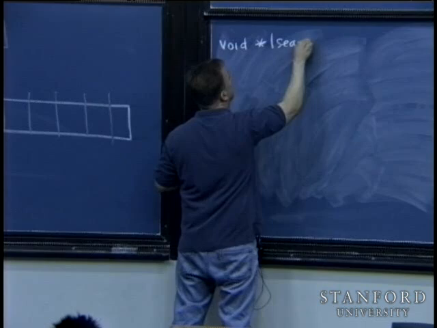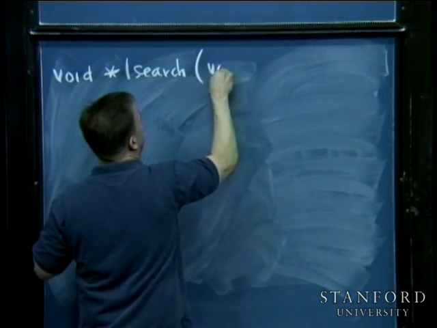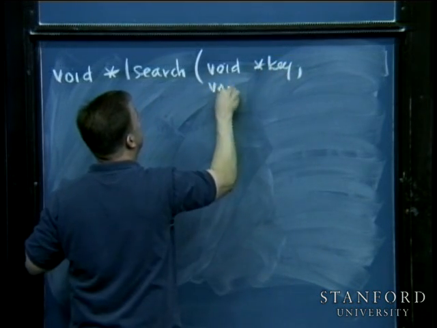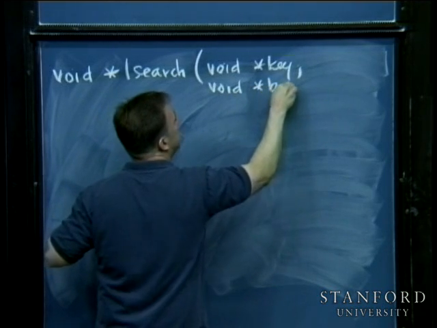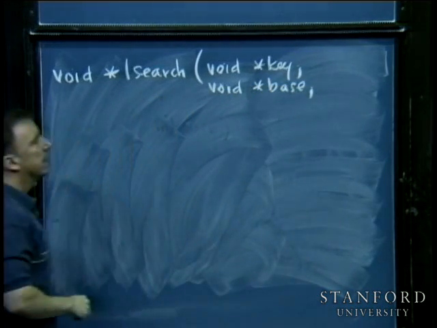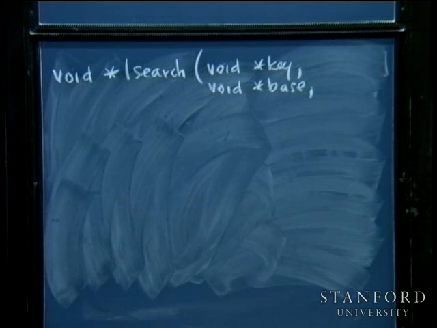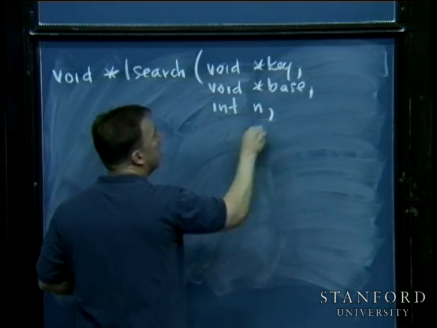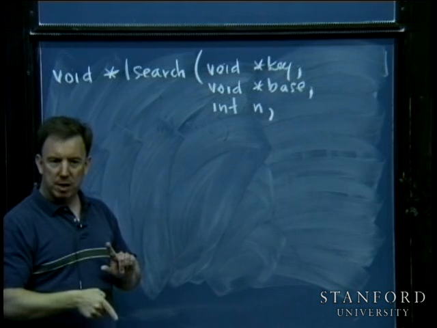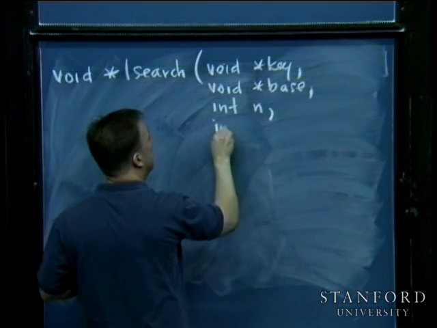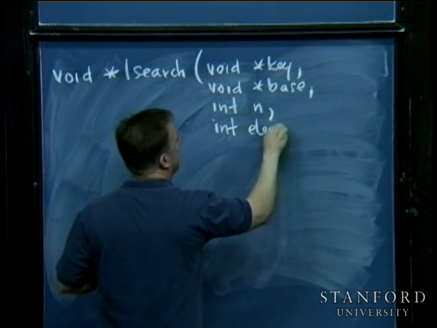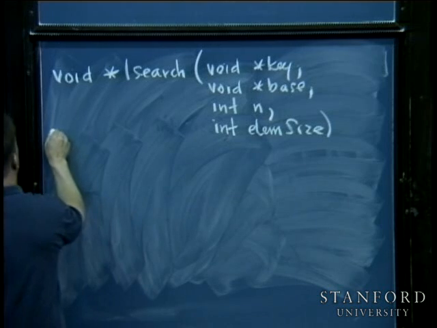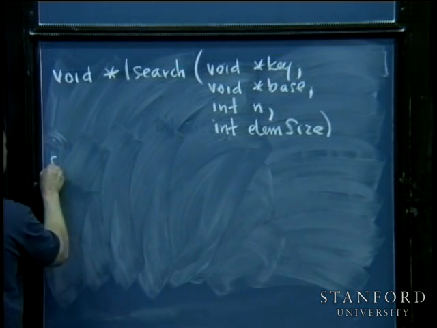lsearch, void star key. Void star, I'll call it base because the documentation for functions like this actually calls it base. It just means the base of the array. Okay. I want to pass in int n. That's the number of elements that the client knows is in the array to be searched. Int elemSize. And that's all I'll pass in for the moment. I have to pass in one more thing, but I'll do it in a second.